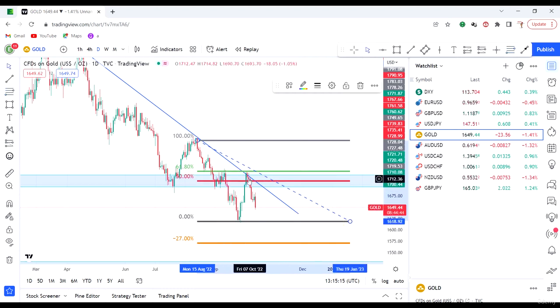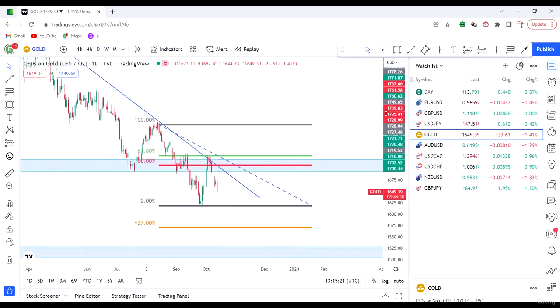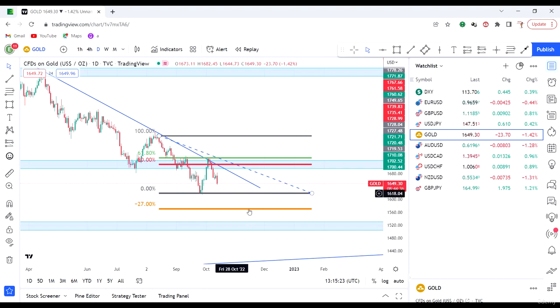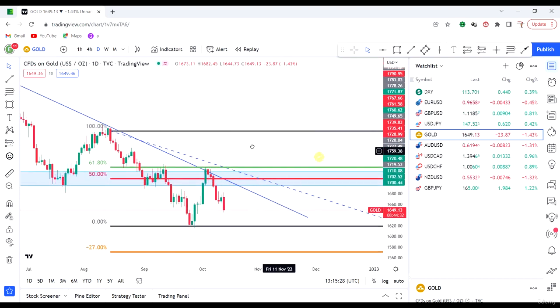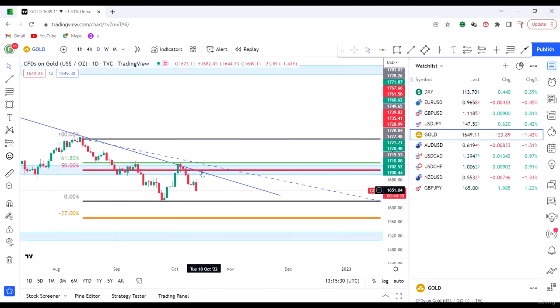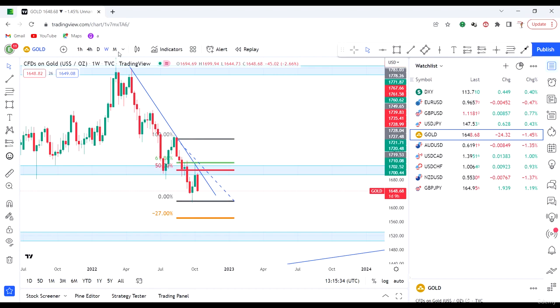Now, where did it fall? It fell at a 50% retracement level, 61.50% retracement level. So this tells us that the market will continue rallying down, right? So this has given us a clear view of where the market will keep going.